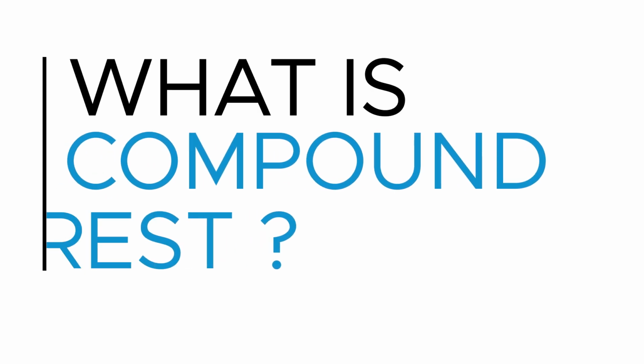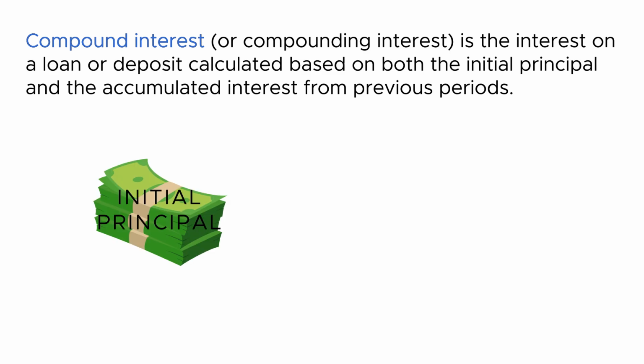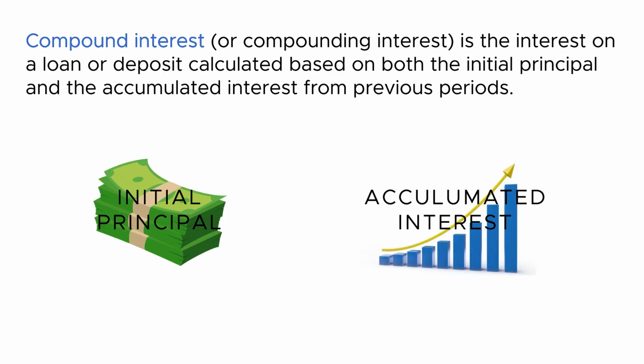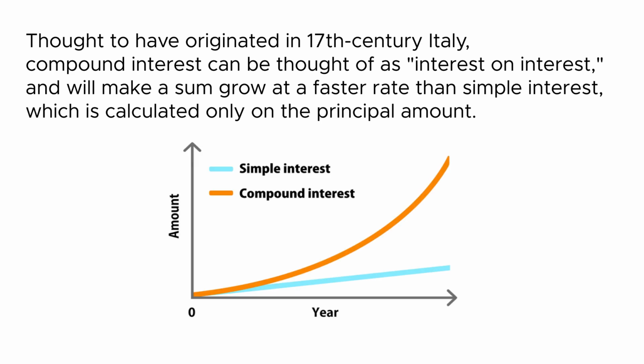What is compound interest? Compound interest, or compounding interest, is the interest on a loan or deposit calculated based on both the initial principal and the accumulated interest from previous periods. Thought to have originated in 17th century Italy, compound interest can be thought of as interest on interest, and will make a sum grow at a faster rate than simple interest, which is calculated only on the principal amount.